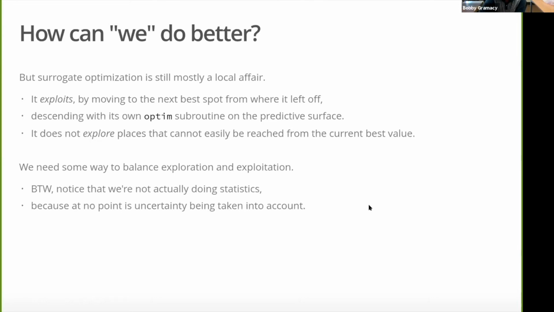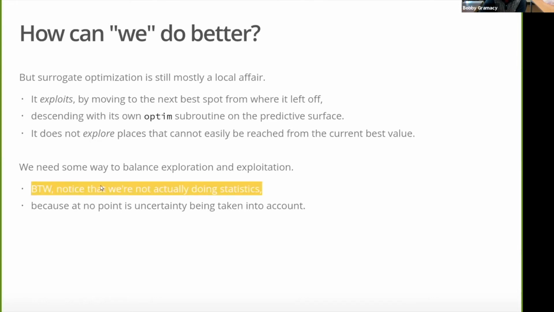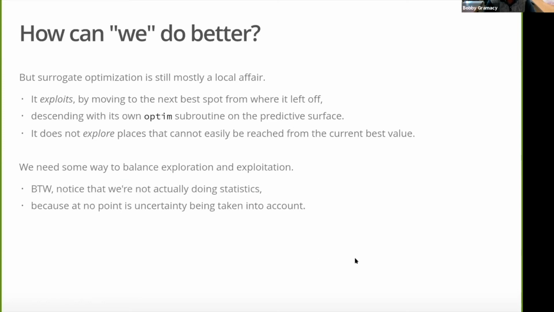And in answering that question, I always like to point out the following, which might already be obvious to you. We're not actually doing statistics, at least not in our decision making, because at no point is uncertainty being taken into account. Uncertainty is key to statistical enterprises, right? Otherwise, you're just fitting or tuning. But until you look at sigma squared, whatever you want to call it, until you start looking at variances in some way, then you're not really making a statistical decision. And we're not. We're only optimizing the mean. We're not taking uncertainty in that mean into account.